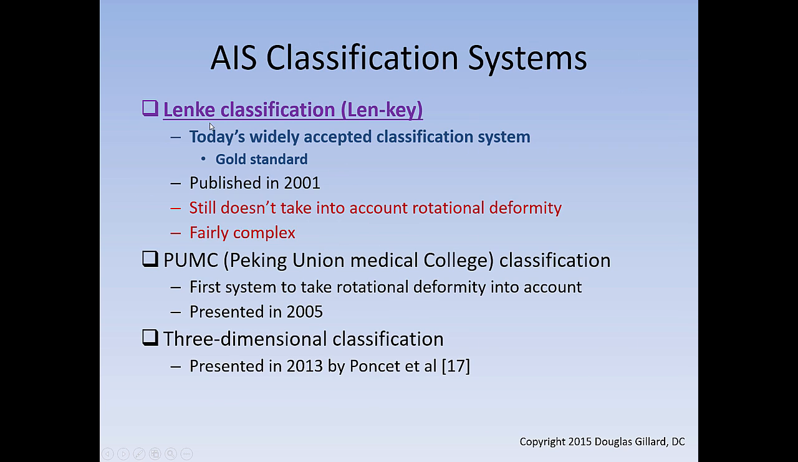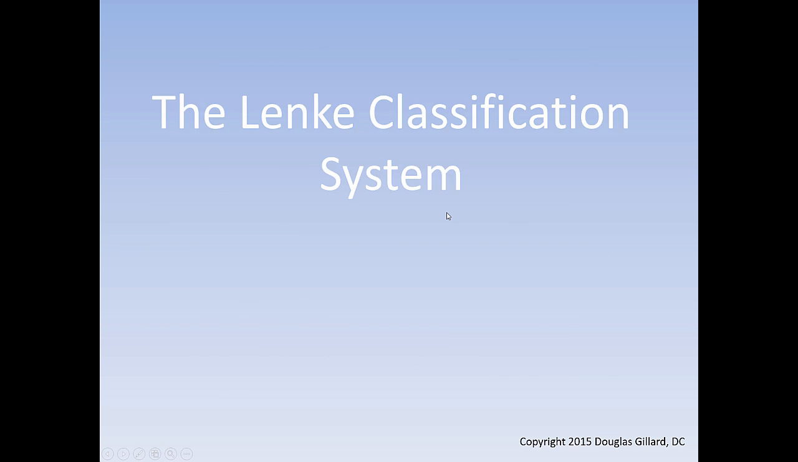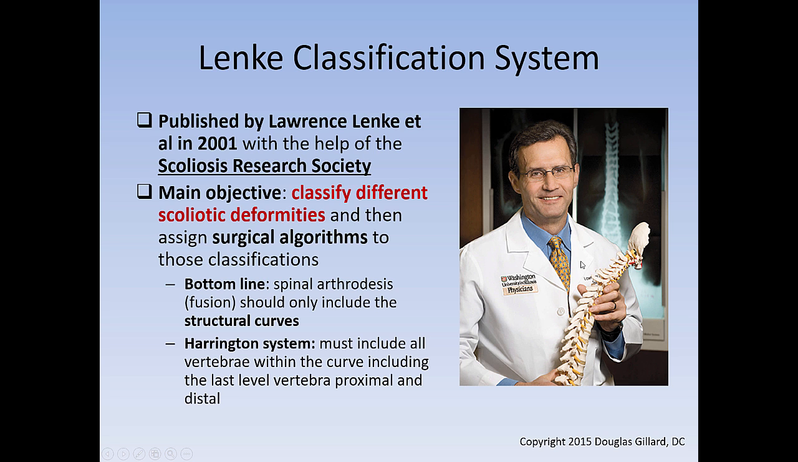In the early 2000s, Lenke and the Scoliosis Research Society published their classification system, and that is still the king today. No pun intended there. It's still the champion today. The gold standard classification system is the Lenke classification system, and it is 2016 right now. It still doesn't take into account rotational deformity, and it's fairly complex, as you students are learning. There's some other ones we don't need to worry about. So there's Lawrence Lenke himself, who is still in practice, still has a website. So this is the scoliosis god right here.